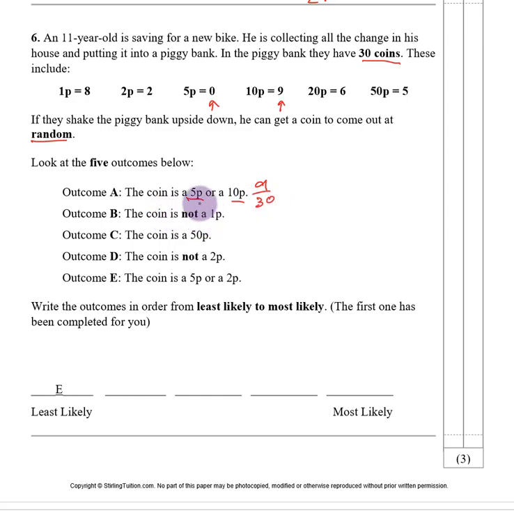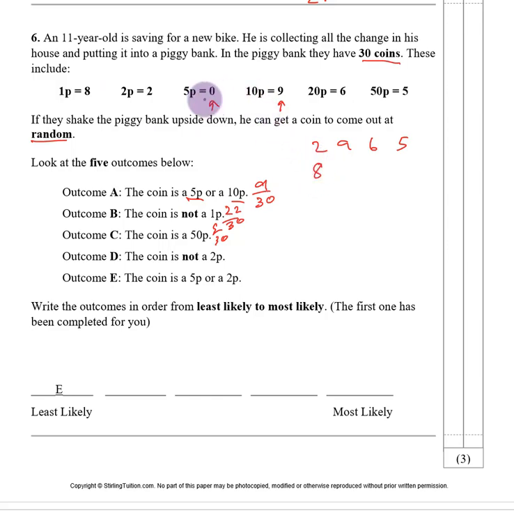The coin is not a 1p, so it's not this, but it could be a 2p, a 10p, a 20p, or a 50p. So 2p's we've got 2, and then we've got 9 10p's, and then 6 20p's and 5 50p's. So we need to combine all these. 9 add 2 is 11, 6 add 5 is 11, so 11 add 11 is 22 out of 30. Then we've got 50p coin, which we've got 5 of those, so it's a simple one, 5 out of 30.